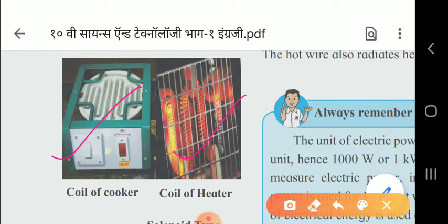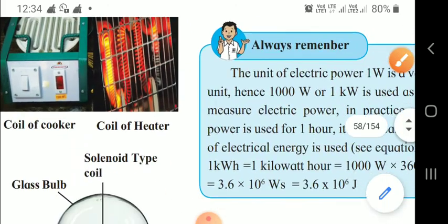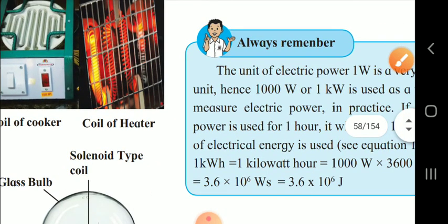Now here we will see, children, that this part is omitted for you.